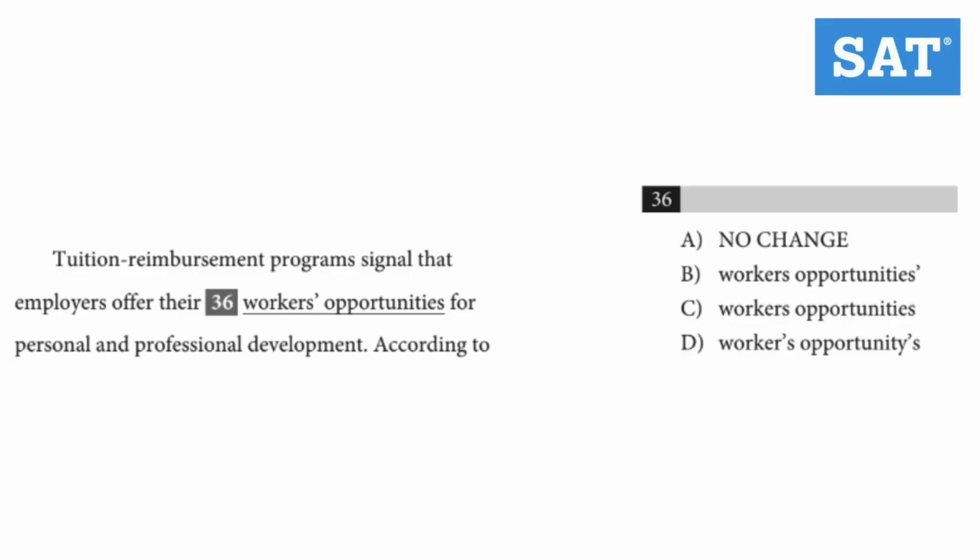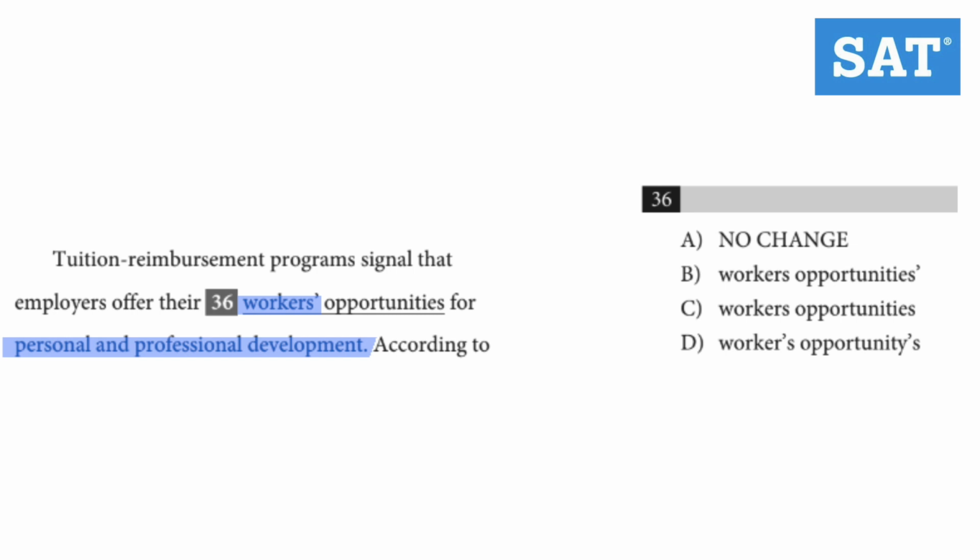Tuition reimbursement programs signal that employers offer their workers opportunities for personal and professional development. Well, although here we have workers and opportunities, two nouns that are standing next to each other, they're really not standing next to each other, because offer their workers is going to be an object. Offer their object, opportunities. What is it that they offer? So there's going to be an indirect object and a direct object. So workers and opportunities are really not standing next to each other.